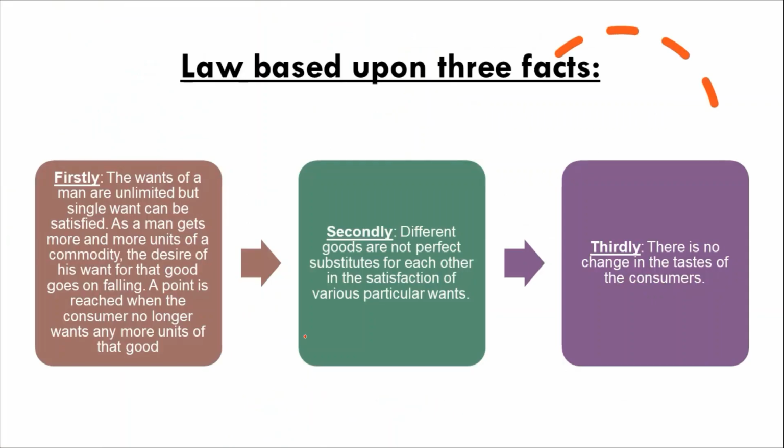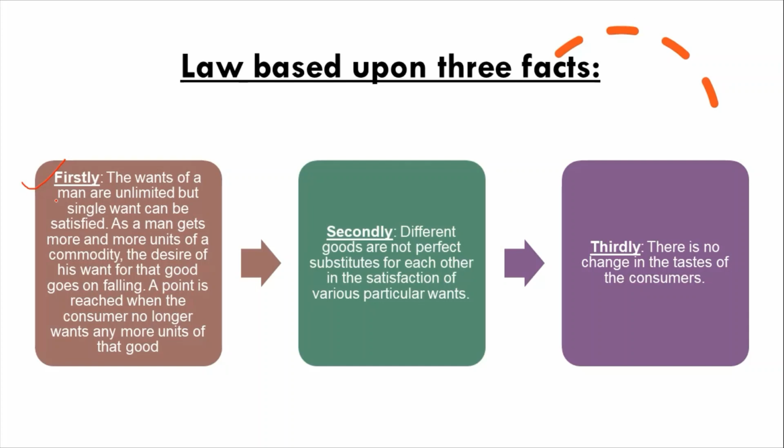The facts on which the law is based are not assumptions that we're making. The first one is that the wants of a man are unlimited, but a single want can be satisfied. We saw in our first video that human wants are unlimited. That is the main reason for economic problems to occur.